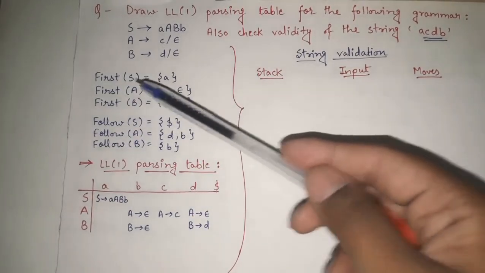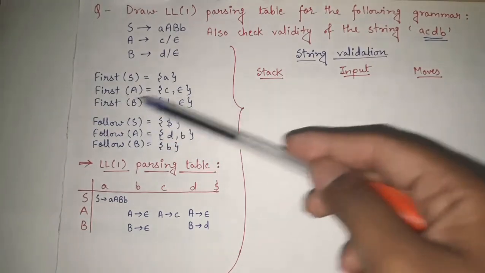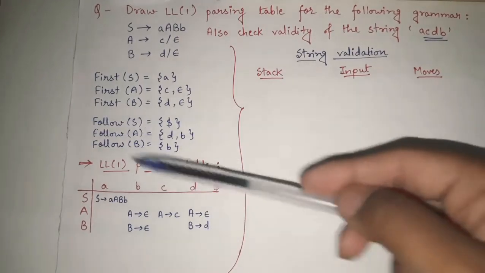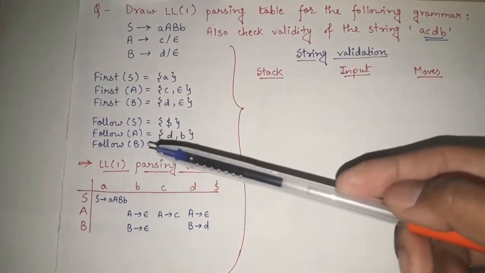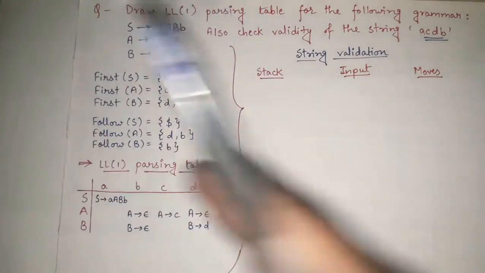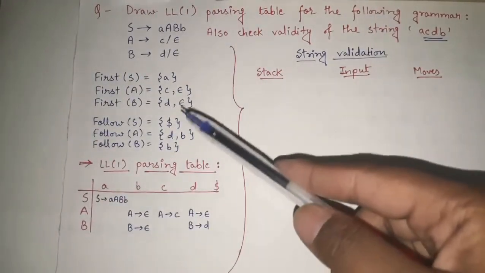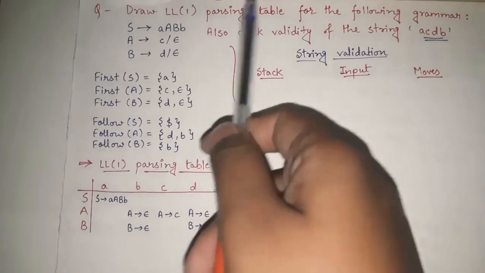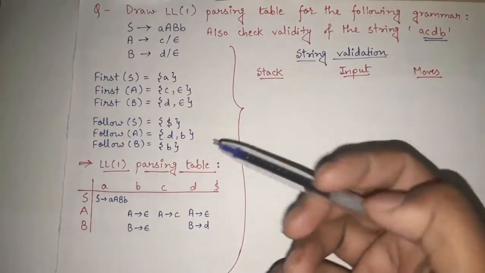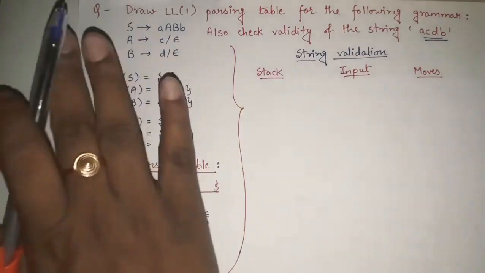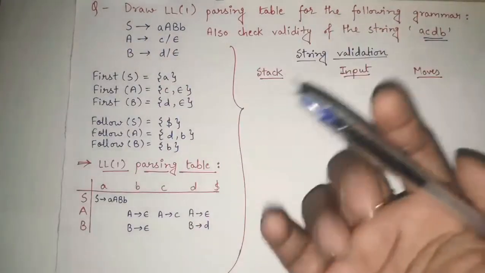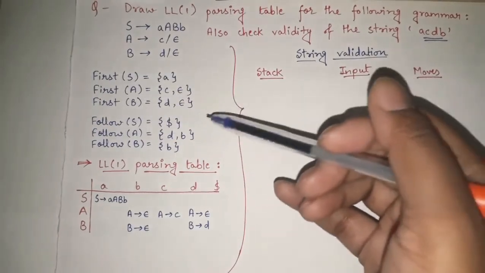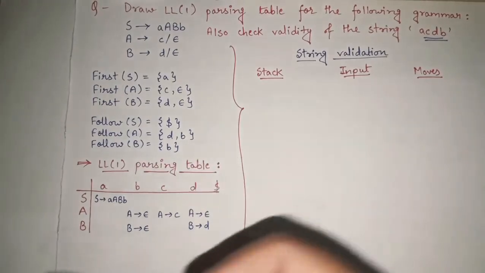Fine. So here I have already written the first and follow for you. I have already found those things, and I have also drawn the LL1 parsing table based on this first and follow set, like we normally do, right? I don't want this video to be very long unnecessarily, because you already know these things. So I have already found these things for you, because they have asked to draw the LL1 parsing table. So this is my LL1 parsing table. If you have seen those videos, I will suggest you to cover this and try it yourself, and then come here and check whether you have found the first and follow sets properly or not, and whether you have drawn this LL1 parsing table correctly or not.